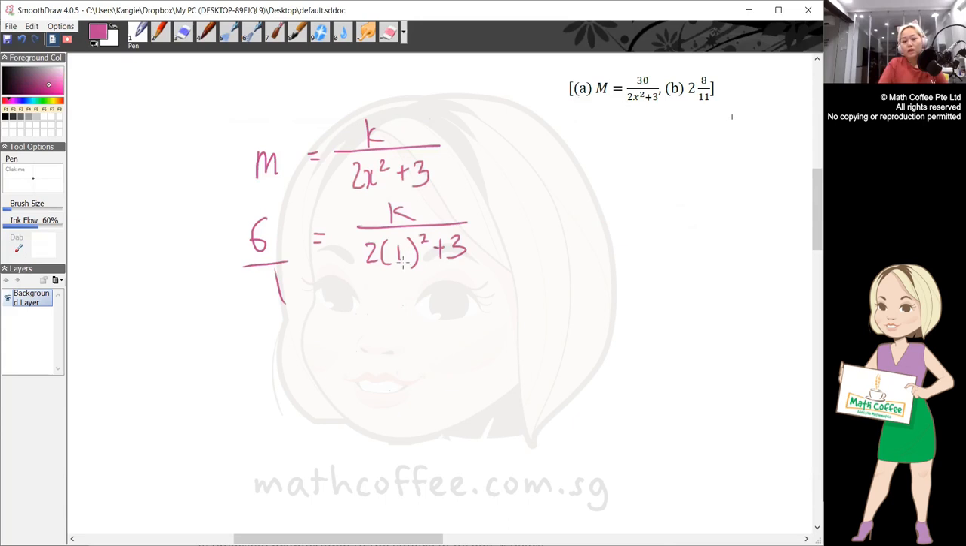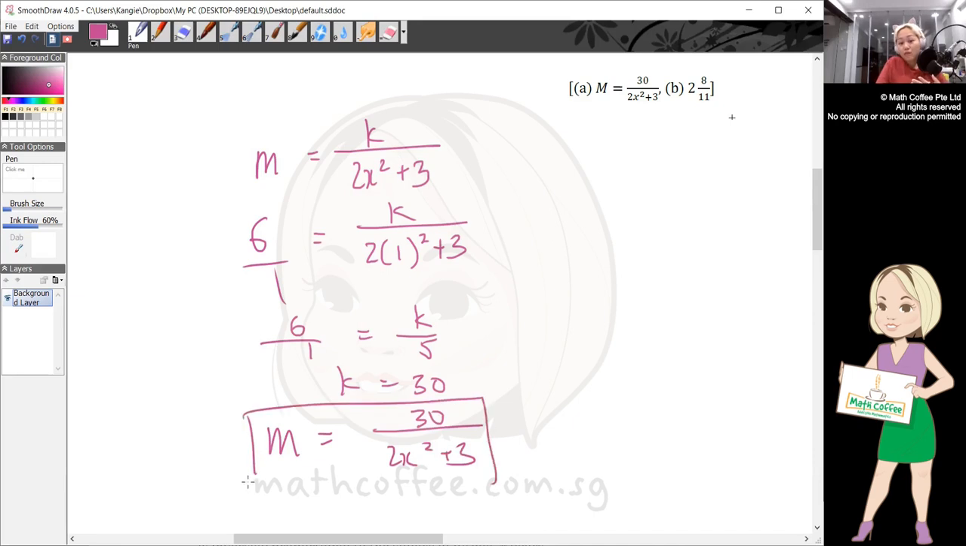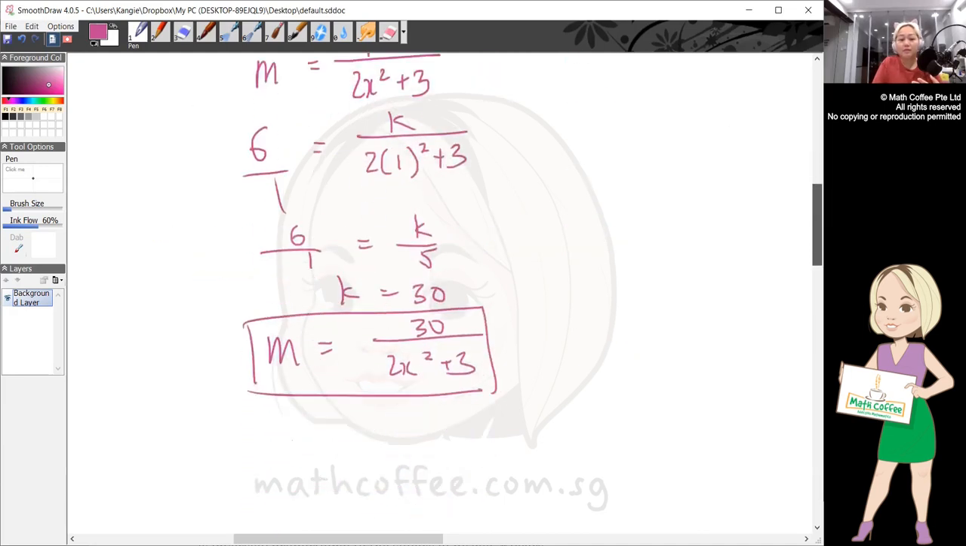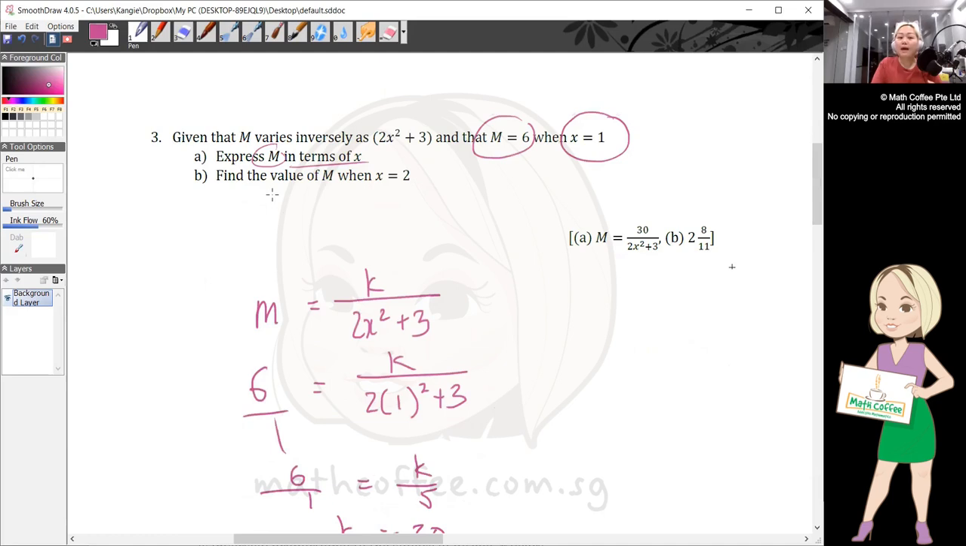Okay, so this one is 2 times 1, plus 3, which is 5. So it becomes 6 over 1 equals k over 5. Cross multiply, k equals 30. So once you have your k, you can sub it in. So it means that m is equal to 30 over 2x squared plus 3. So this is the full formula. And the first part says express m in terms of x. It simply is this answer. Okay. Once I have the formula, part A is easy. Once I have the answer, part B is easy.